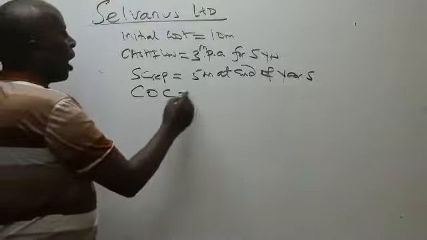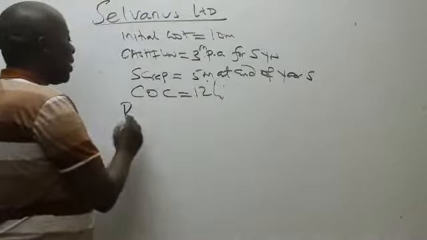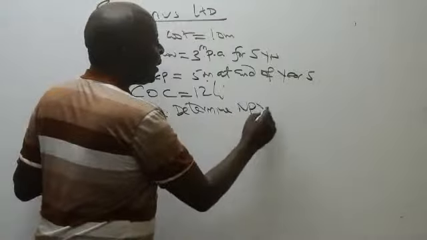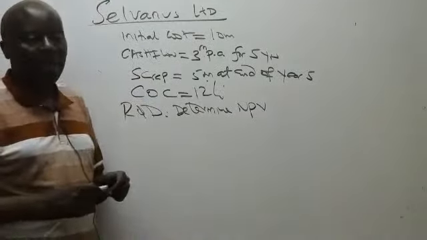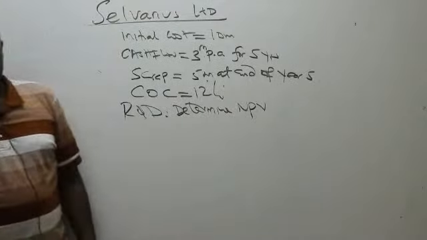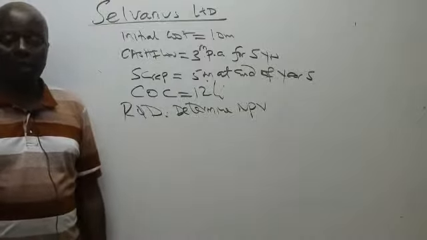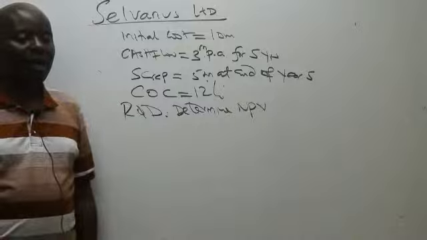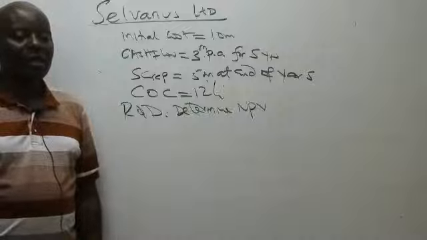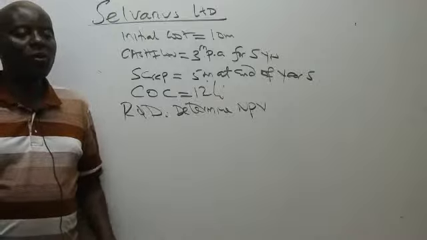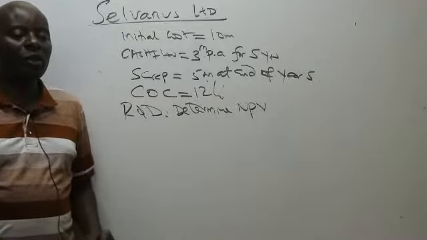And then we have the cost of capital this time round at 12%. We are required to determine Silvanus's net present value. This is interesting, and there are not many people who will be able to get this question correctly.